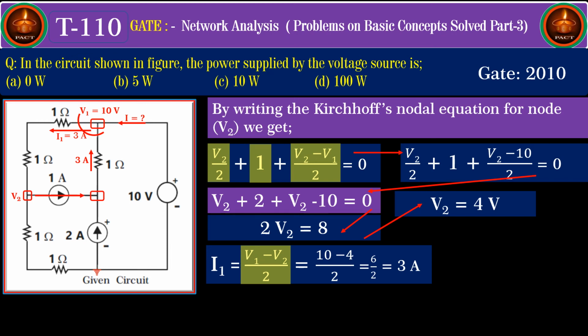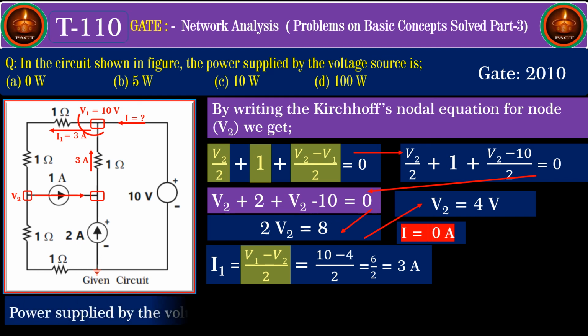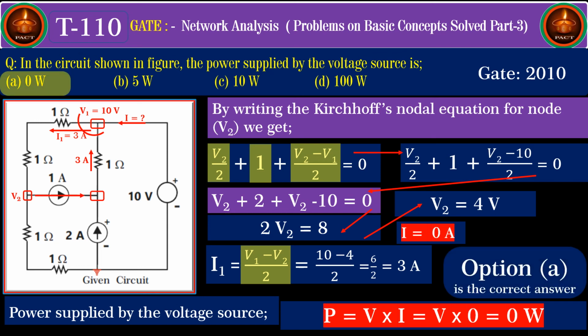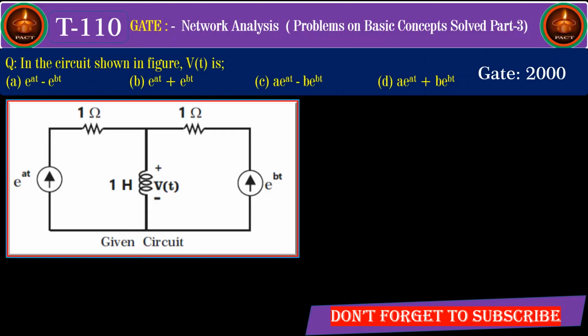Now, if you concentrate on V1, 3 ampere is entering the junction node V1 and 3 amperes is leaving the junction node, so that the current I is equal to 0. That is simple. So, power delivered by the voltage source is V into I. I is 0. Therefore, power delivered is equal to 0 watts, and hence option A is the correct answer. Very simple, isn't it?